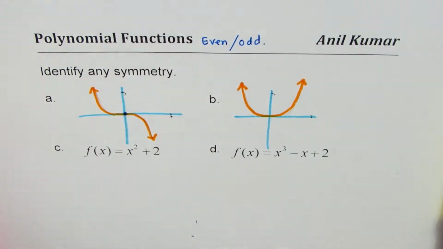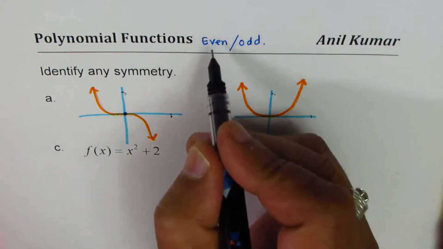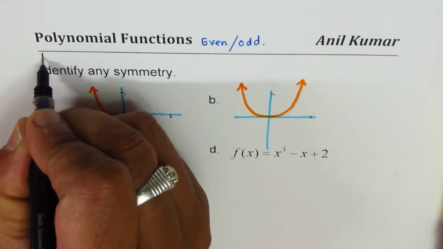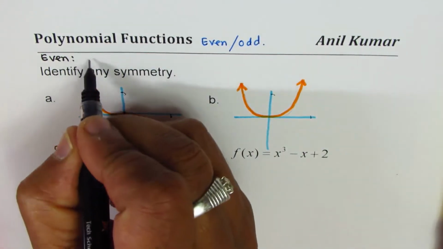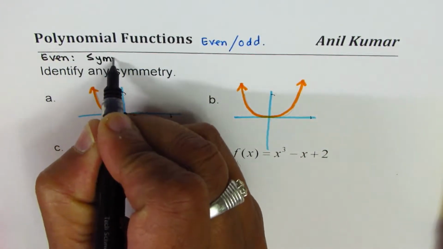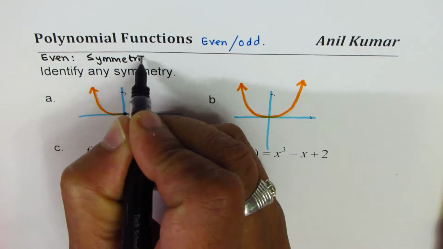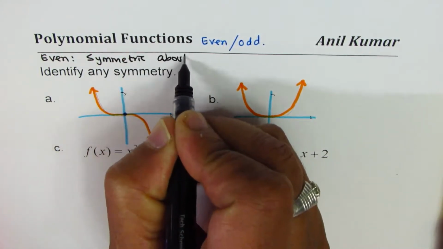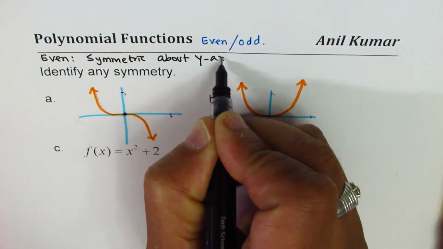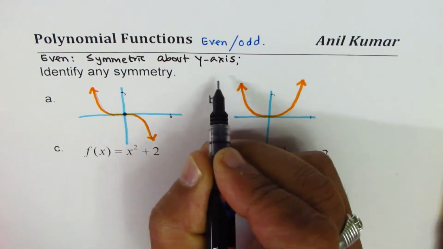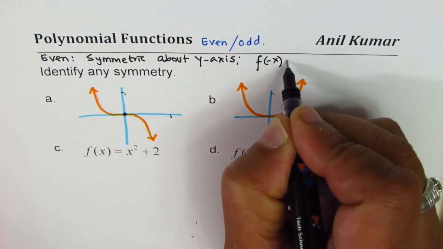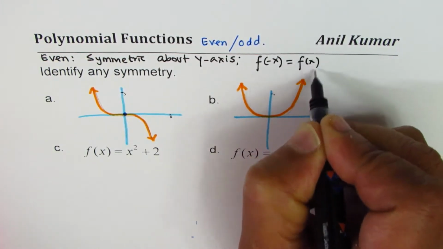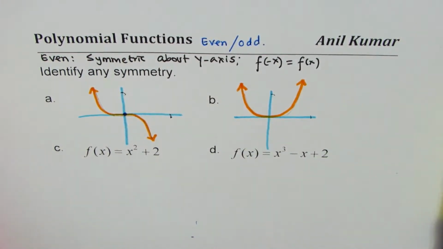To give you an idea about it, what is even symmetry? Let me write down. Even symmetry will mean that it is symmetric about the y-axis. Is it okay? The other way to figure out is that the value of the function f of minus x is equal to f of x. That is when the function has even symmetry.